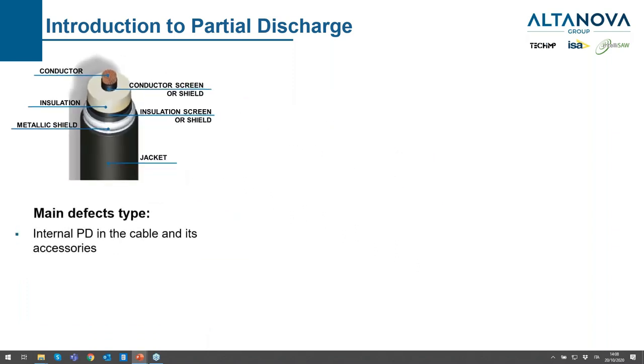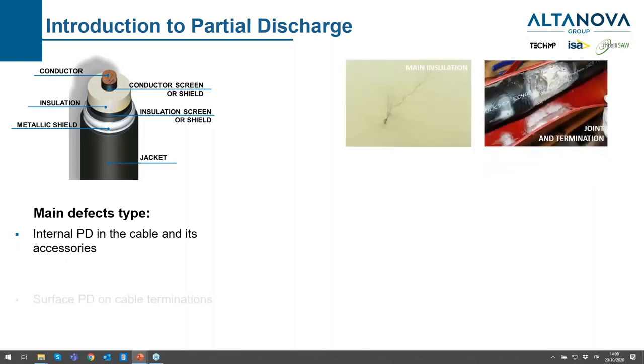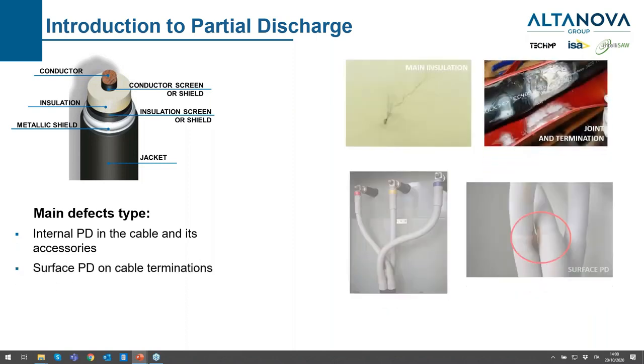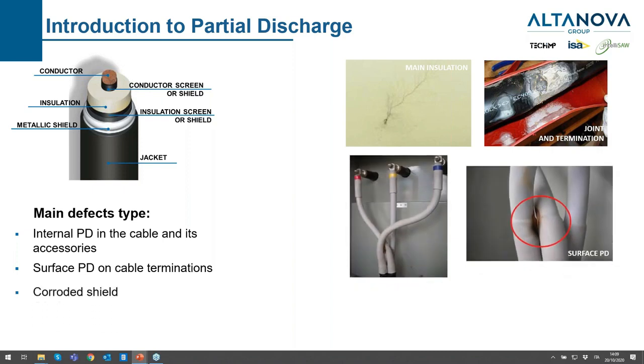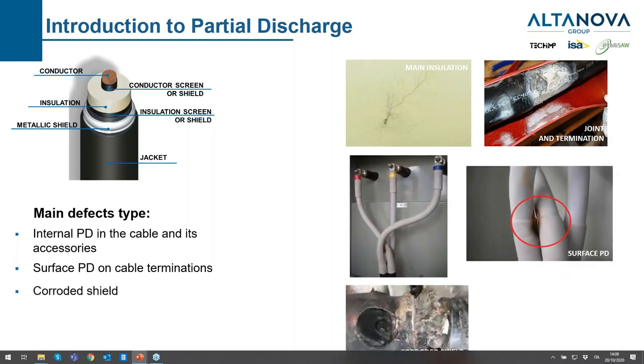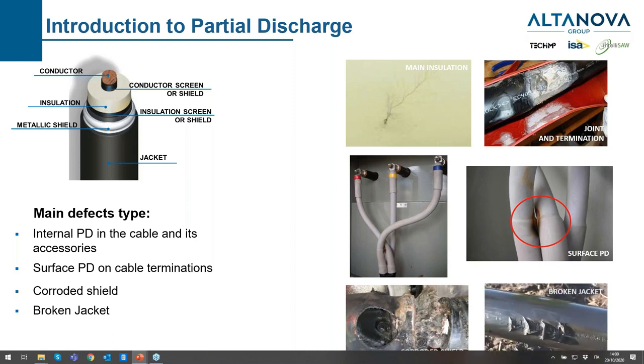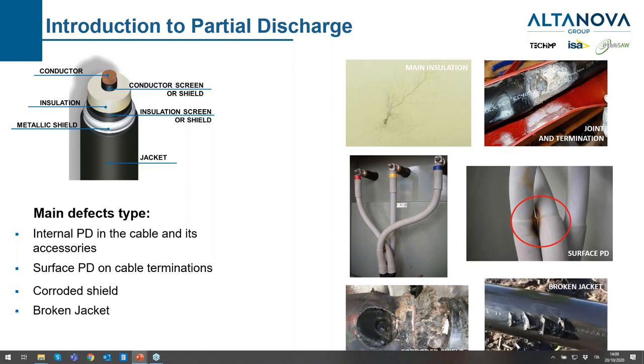So, main defect types: internal PD in the cable and its accessories, surface PD on cable termination, corroded shield problems, and broken jacket. Just to have, let's say, a visual inspection of what we are trying to find with partial discharge testing. Obviously, the harmfulness of the partial discharge is higher when we are in the middle of the insulation and lower when we are on the jacket side.